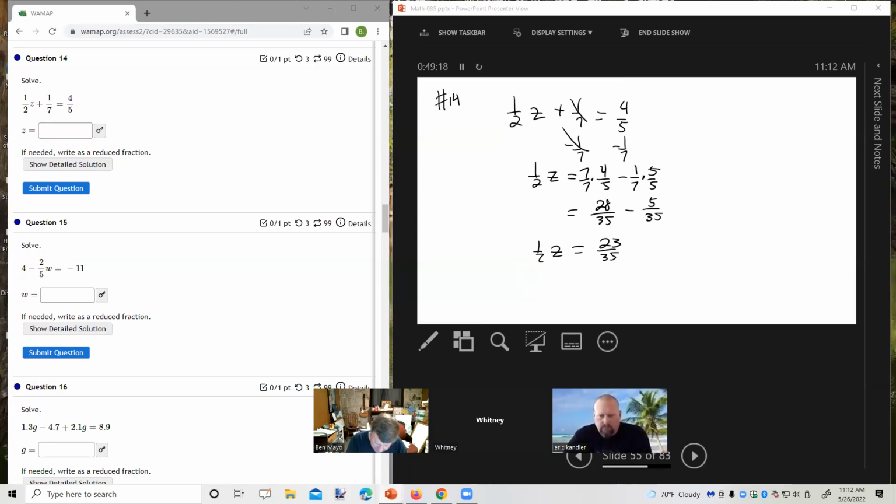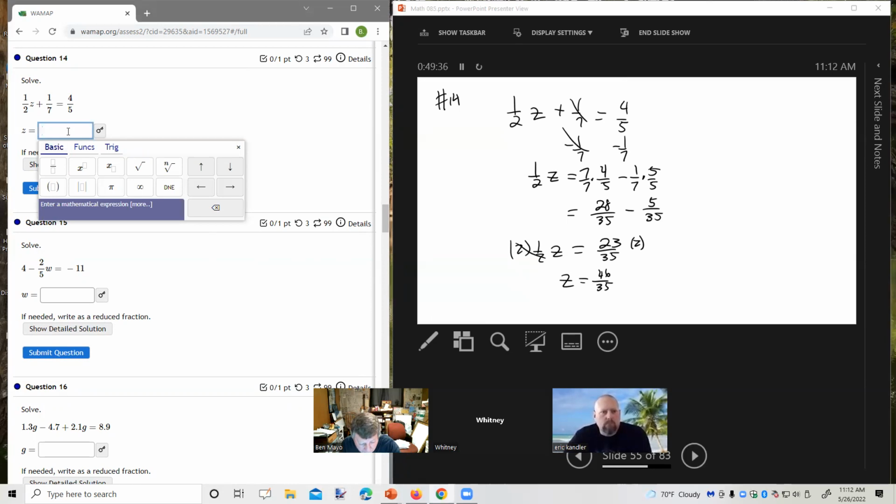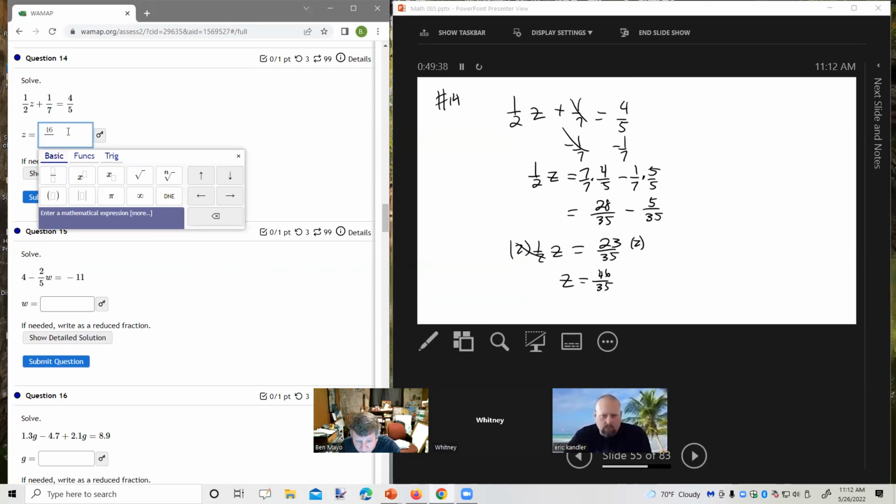To get z by itself, I'll multiply both sides by 2. Z equals 46/35. I can't reduce that. And it says write as a reduced fraction. So I don't think they want a mixed number there. So we'll go with 46 divided by 35.